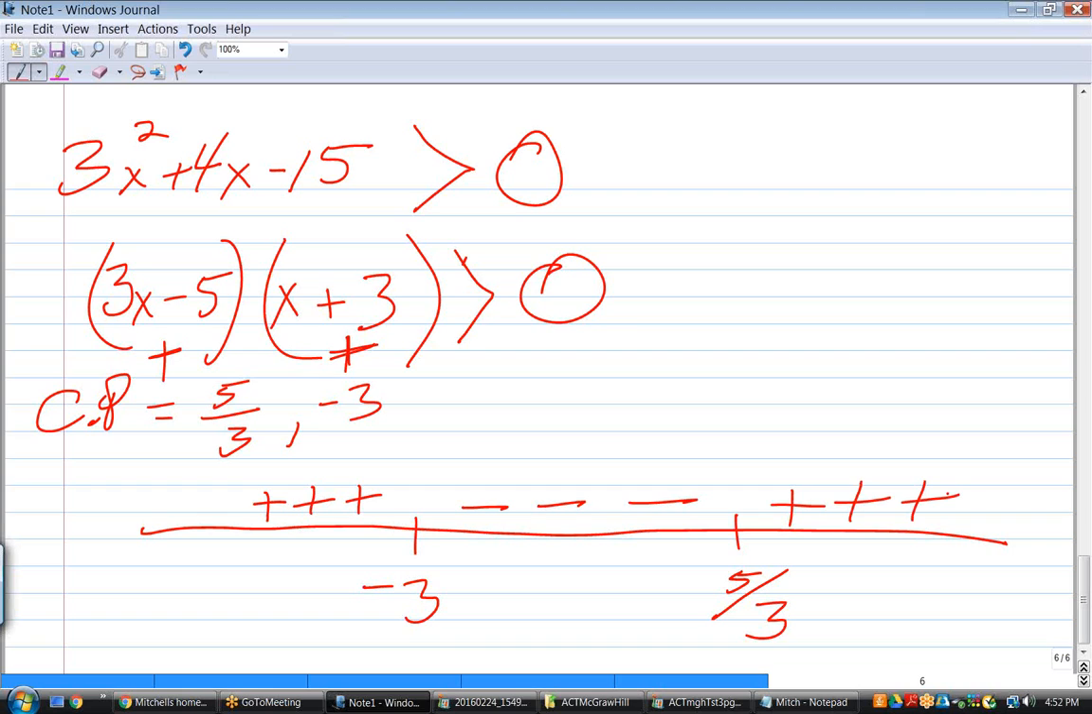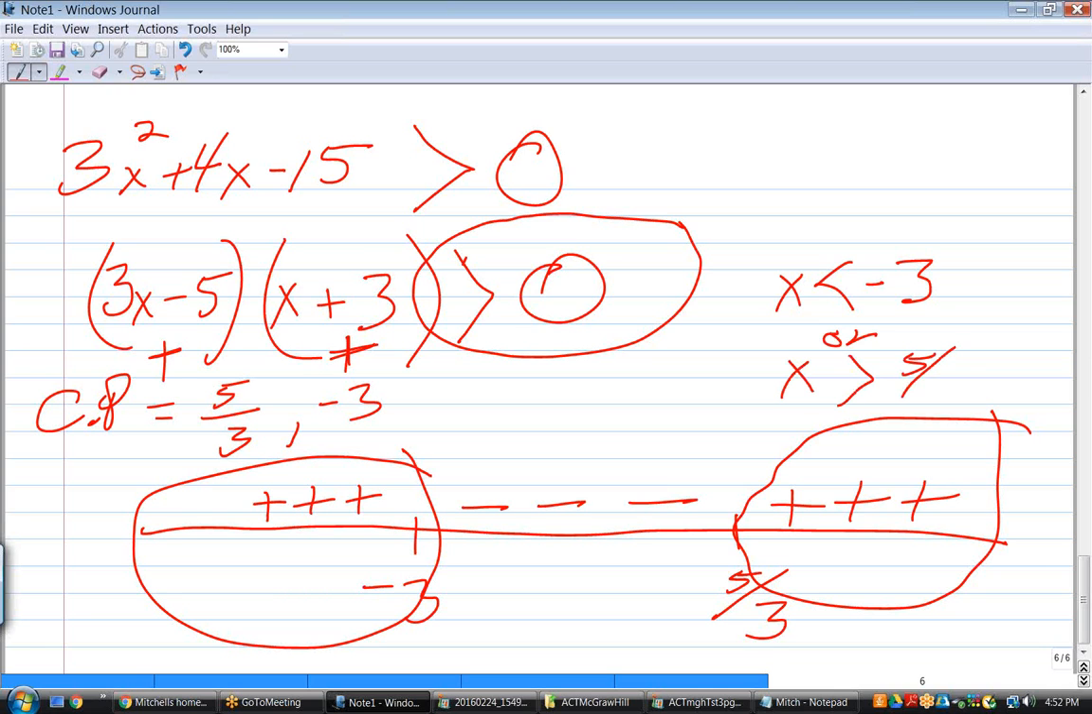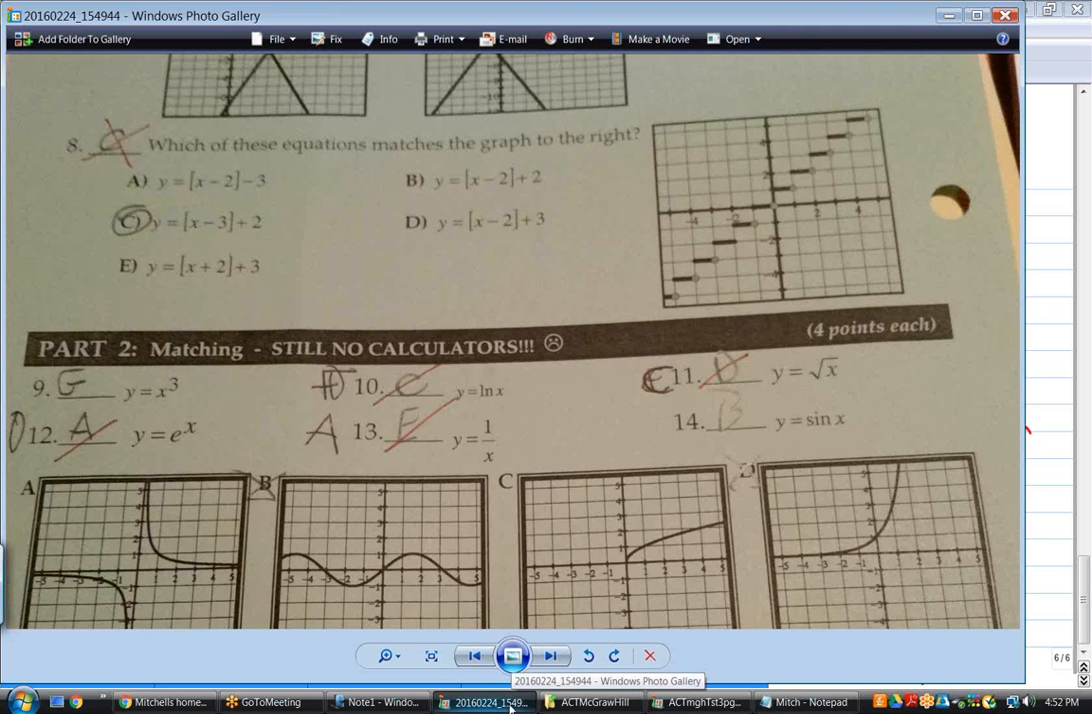So now if I want my answer, I need to know, where am I greater than 0? Well, it's in that range and that range. What does that look like? That looks like x is less than -3, or x is greater than 5/3. Okay.